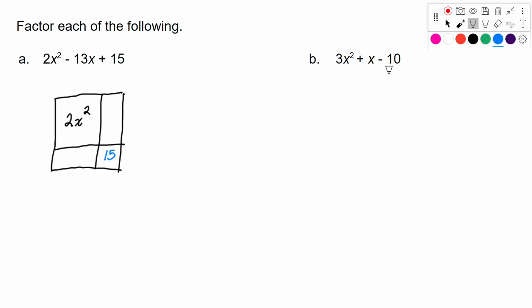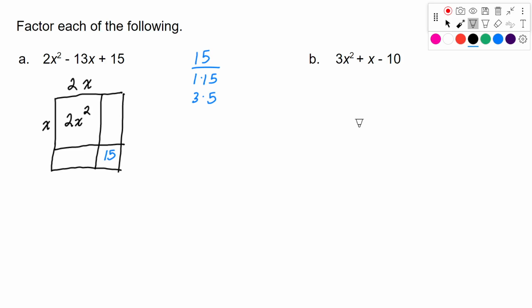So, to get 2x squared, well, I'm still going to have x times x. But to get the 2, I'm going to have to multiply an x by 2x for that to happen. Then we need to look at the factors of 15. So that's 1 and 15, 3 and 5. And we need to somehow get negative 13x.